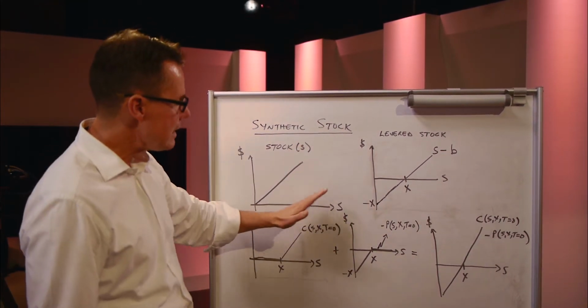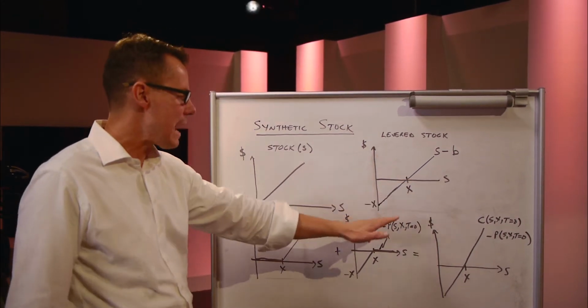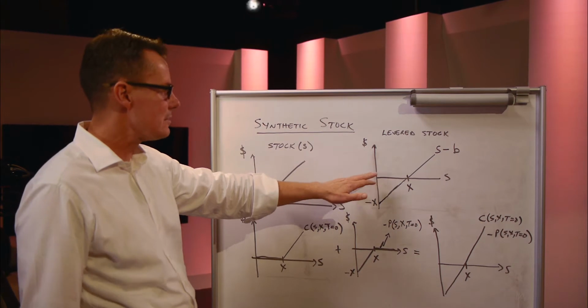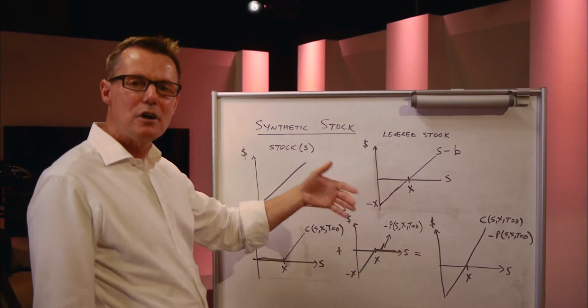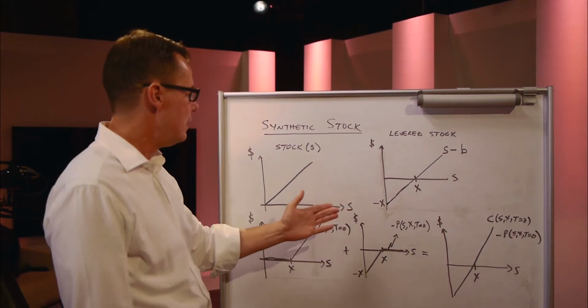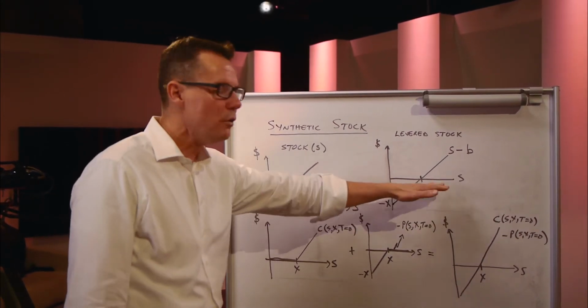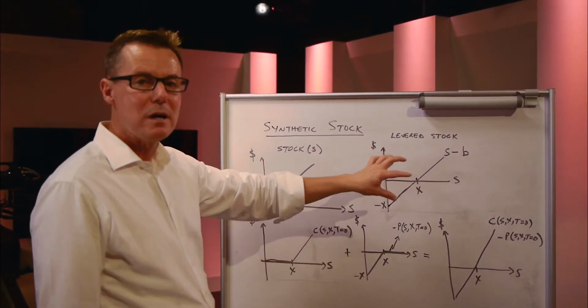And what I've done here is I've drawn the same diagram, but you'll notice now that I've moved the line down, the ray, so that it passes through X on the S axis and minus X on the dollar axis. And you can think of this as the payoff profile for a levered stock. So imagine that you've gone out and you have borrowed money to buy the stock. And so this is what the payoff will be associated with that strategy of borrowing money to buy the stock.